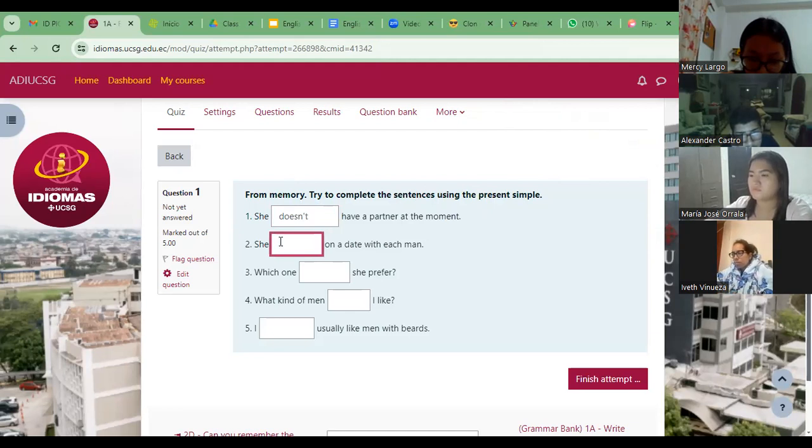What about number 2? She on a date with each man. So she's gonna be dating two different guys. She goes. Excellent. She goes on a date with each man. So she's gonna date each of them, and then she has to decide who's the best partner. Number 3, which one? If we're using present simple, acuérdese, present simple, not future, not present continuous. Which one, do or does? Does. Why does? ¿Por qué será does aquí y no do? Le pregunto. My question to you.